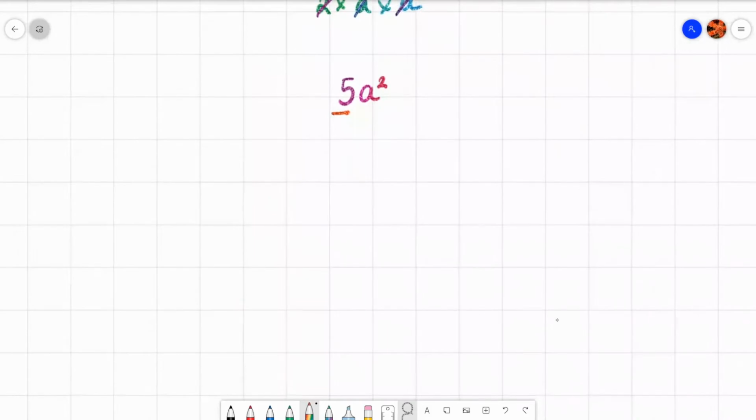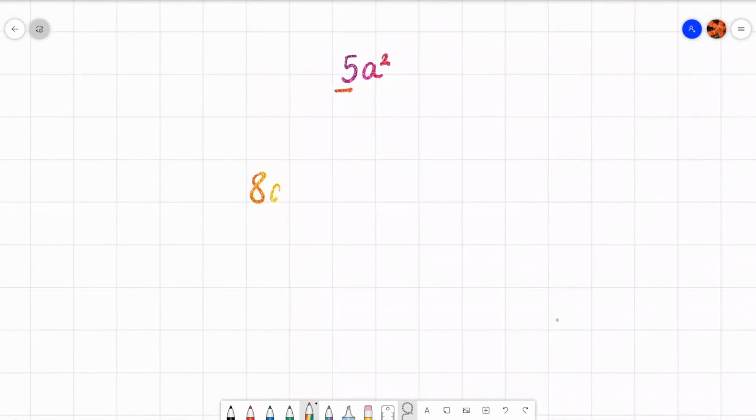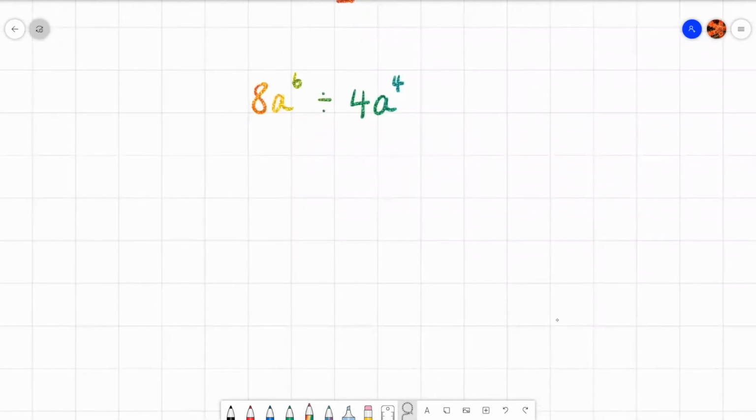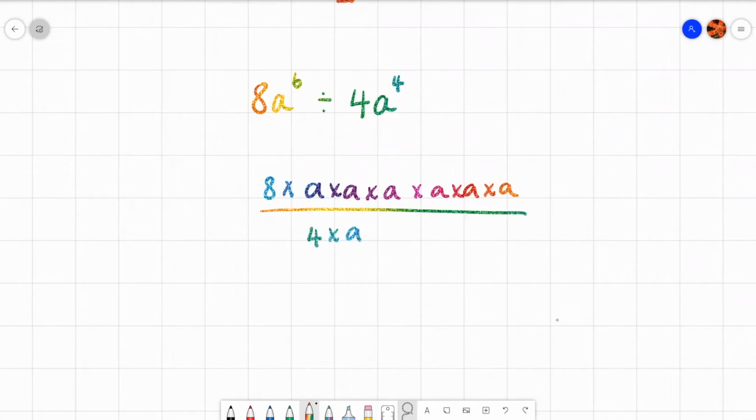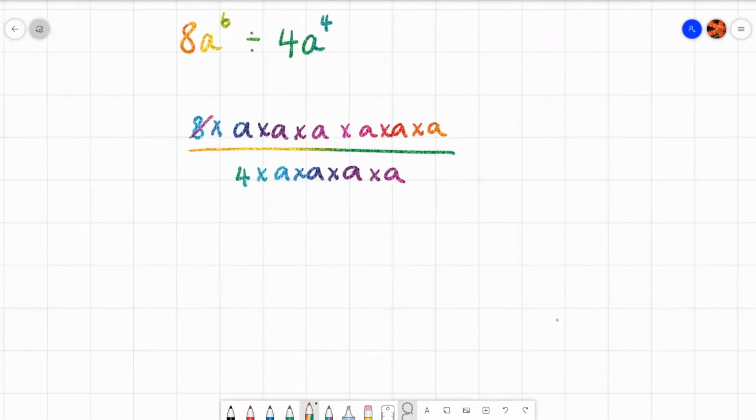Okay. So let's have a look at 8a to the power of 6 divided by 4a to the power of 4. The first one means 8 times a times a times a times a times a times a, divided by 4 times a times a times a times a. Well, 8 divided by 4 is 2. a divided by a is 1, four times, and then we're just left with a times a, which is a squared.